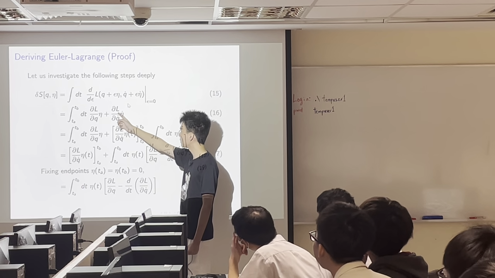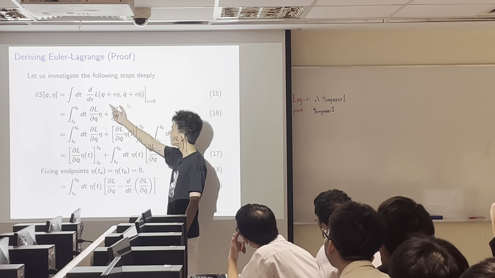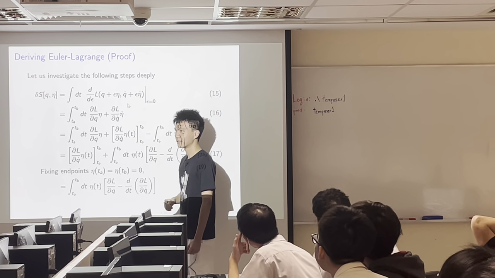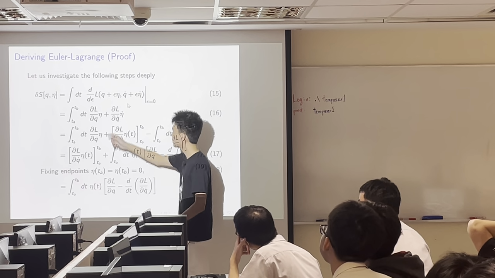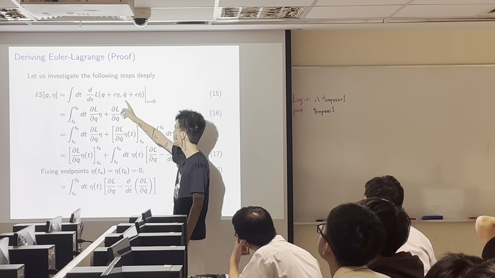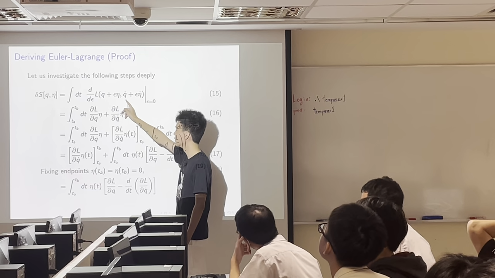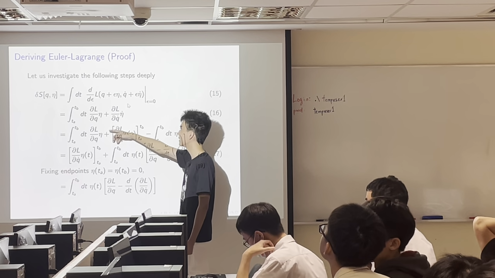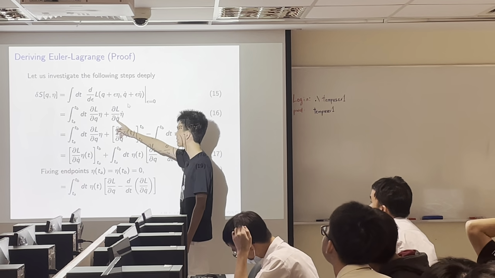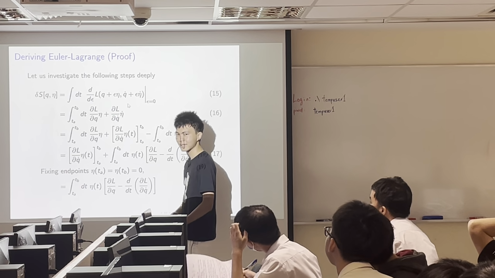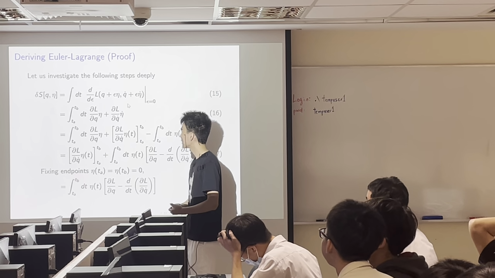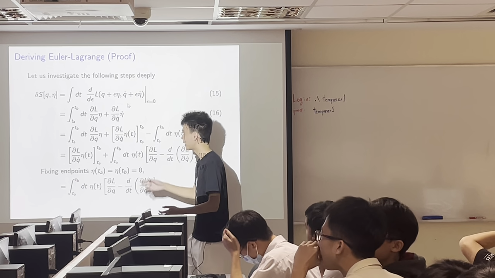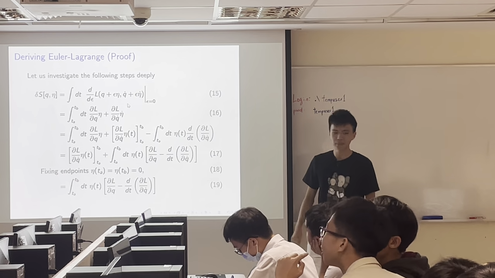It's because the Lagrangian is a function. It eats Q, and it eats Q dot, the time derivative of Q. But something that always puzzles me is how can I write partial of L with respect to partial of Q dot? That sounds very odd, right? So what does that really mean?